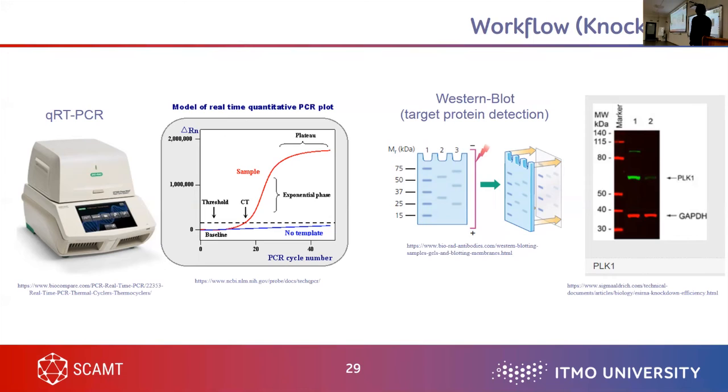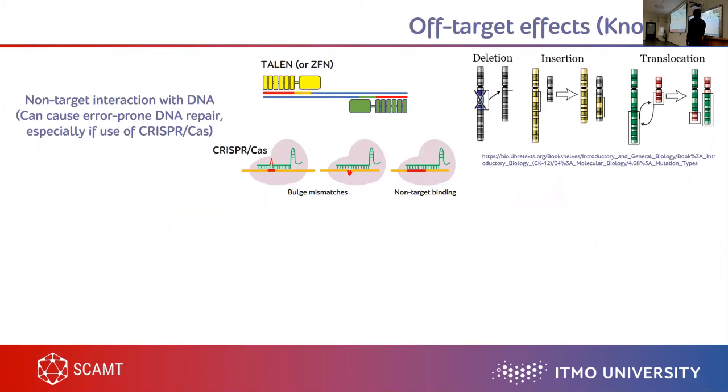Okay, let's continue. We'll not wait for others. Let's talk about off-target effects of knockdown tools. There will usually be non-target interaction with the DNA, and they can cause irreparable DNA damage, especially with the CRISPR-Cas9 system. So what does it mean? There is double-stranded DNA, and zinc finger, TALEN, or CRISPR-Cas can bind off-target with DNA.